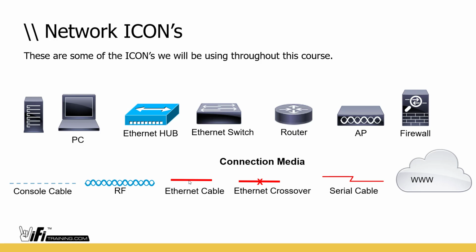Okay, the straight cable is going to be the Ethernet cable. If you see a straight cable with the X on it, that's an Ethernet crossover cable, and we'll go over the differences of those as we go forward. The jagged line here, that is always going to be indicative of a serial cable. And then finally, you've got the cloud over here, which could be WAN access or internet access, depending on what we're using it for in the topology. So just want to get everybody familiar with these icons as we move forward in this class.